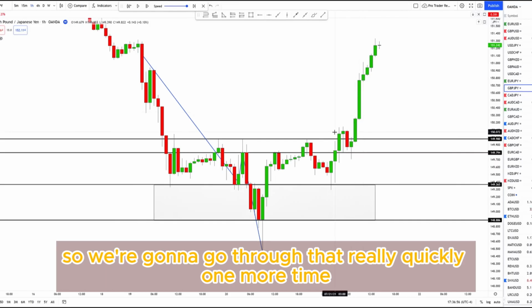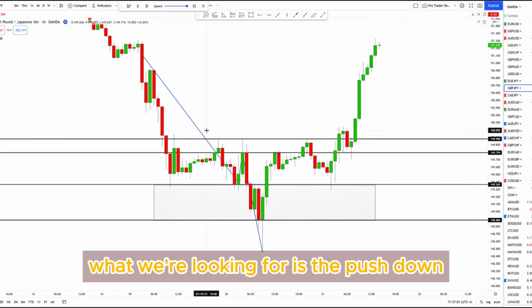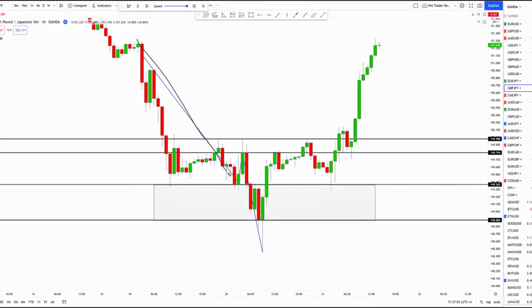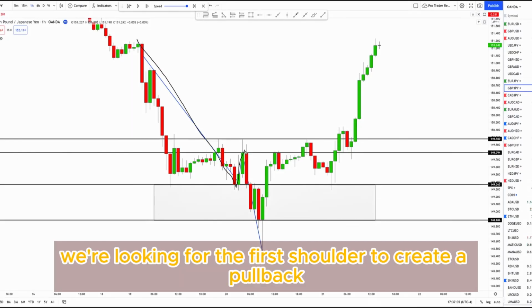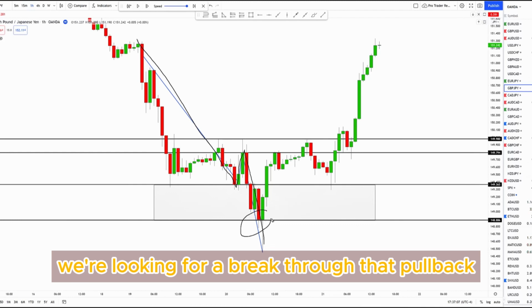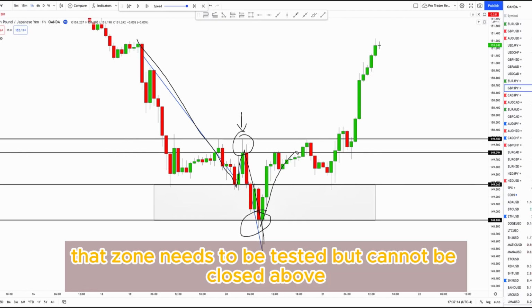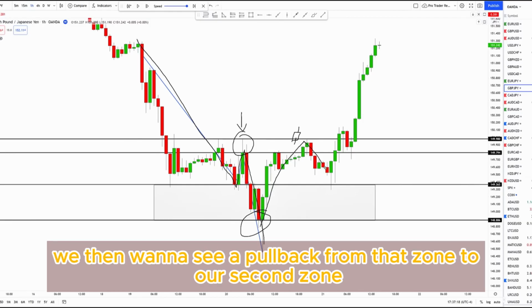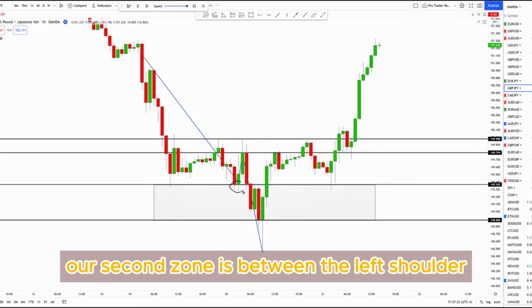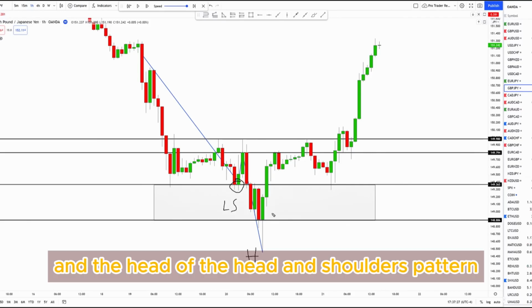So we're going to go through that really quickly one more time. What we're looking for is the push down, which we have right here. We're looking for the first shoulder to create a pullback. We're looking for a break through that pullback to create the head of the pattern. At that point, we create a zone with the top of our first shoulder. That zone needs to be tested, but cannot be closed above. We then want to see a pullback from that zone to our second zone. Our second zone is between the left shoulder and the head of the head and shoulders pattern.